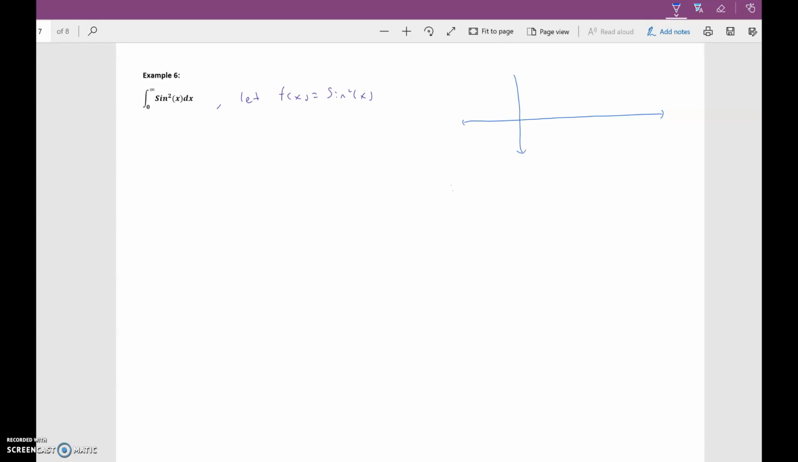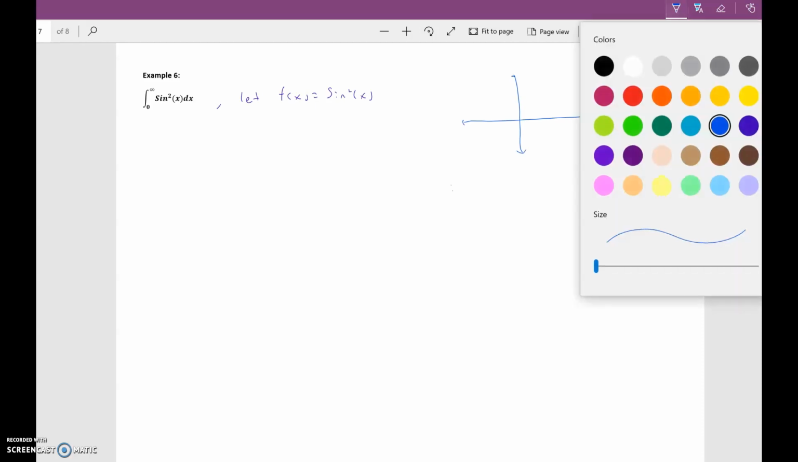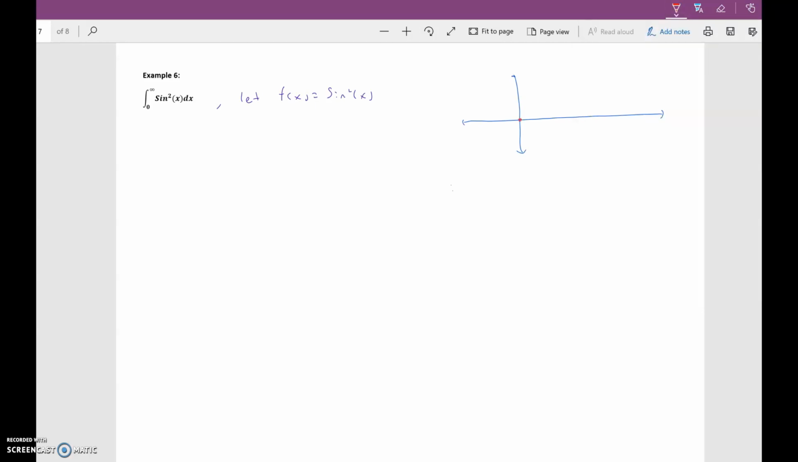Let me just provide a couple of points. At 0, we technically have the value 0. At pi, we get 0. And at pi over 2, we get the value 1. So it's going to keep oscillating, and on the positive axis, you're going to get this sort of a shape.